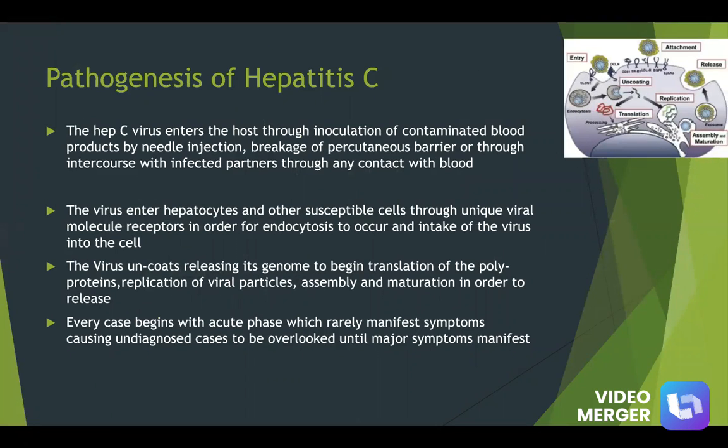Now we'll talk about the pathogenesis of hepatitis C. Hepatitis C virus enters the host through inoculation of contaminated blood products by needle injection, breakage of the percutaneous barrier, or through intercourse with infected partners, through any contact with blood. The virus enters the hepatocytes, the liver cells, and other susceptible cells through unique viral molecule receptors in order for endocytosis to occur and intake of the virus into the cell.